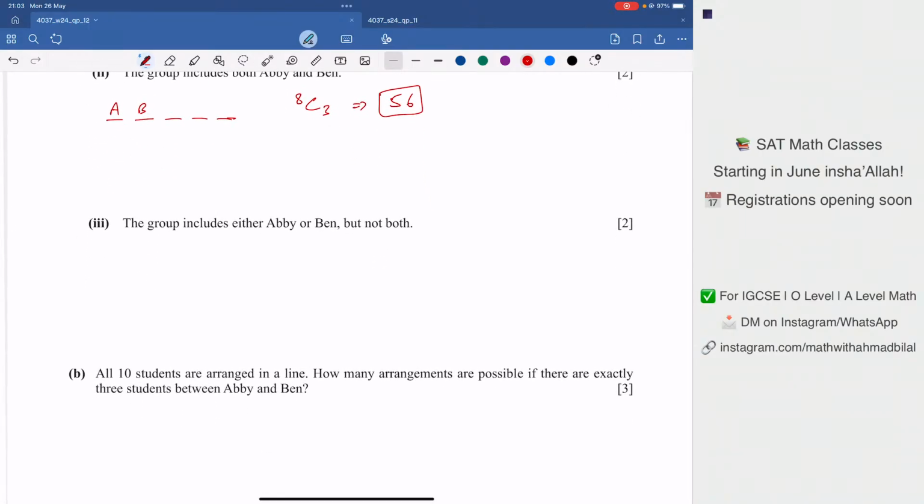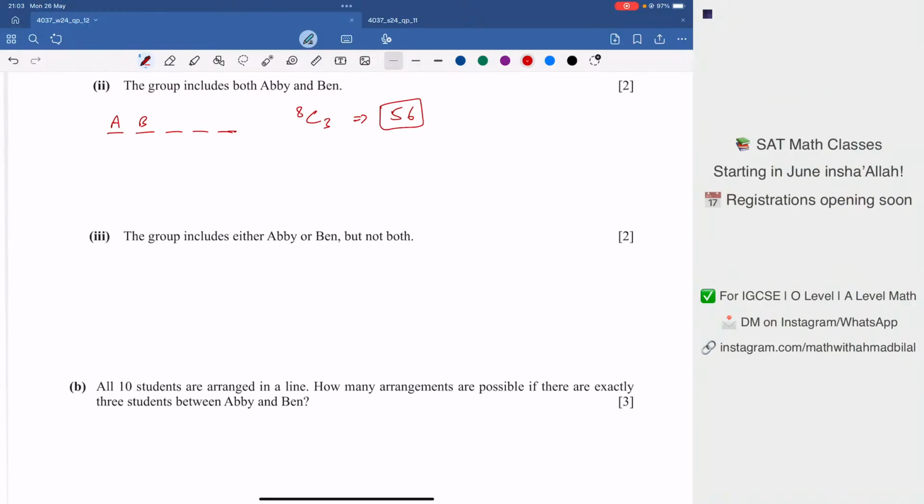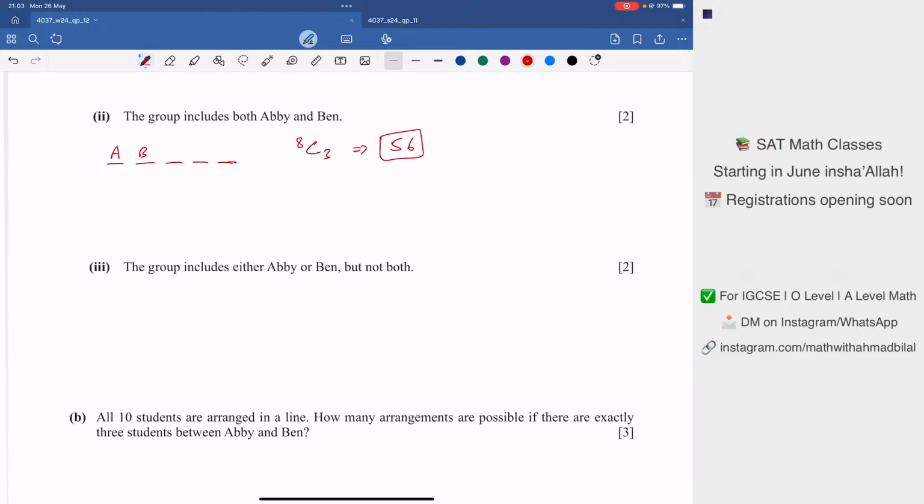Now it says the group includes either Abby or Ben, but not both. Okay. So you can only have one of them, but not both of them. Now, what are the different possible cases that you could have? One possibility could be that both of them are there. We have already calculated that case here. Another possibility could be that Abby is there and Ben is not there. Another possibility could be that Ben is there and Abby is not there. And another possibility could be that both of them are not there.